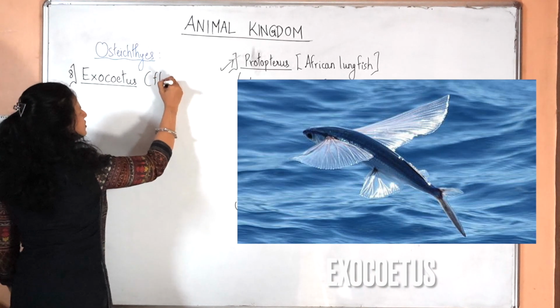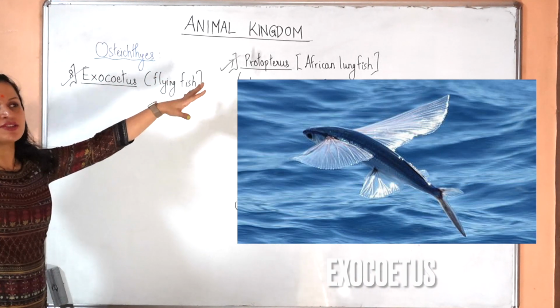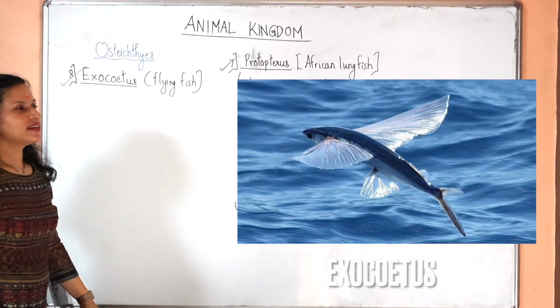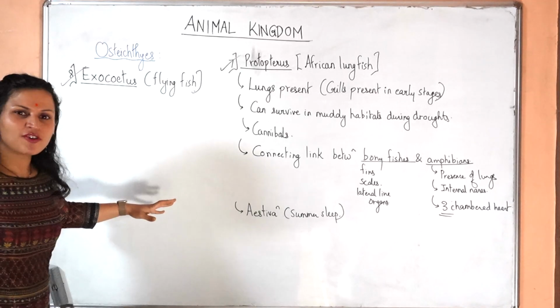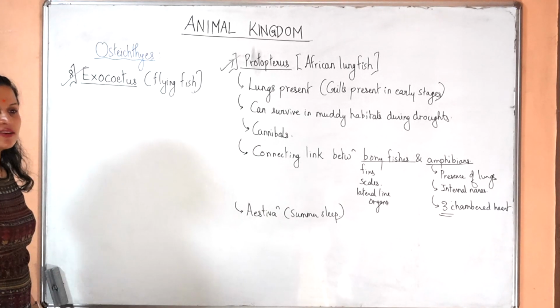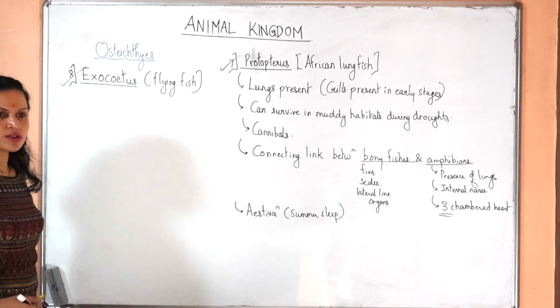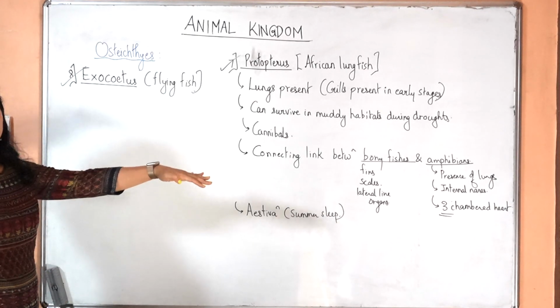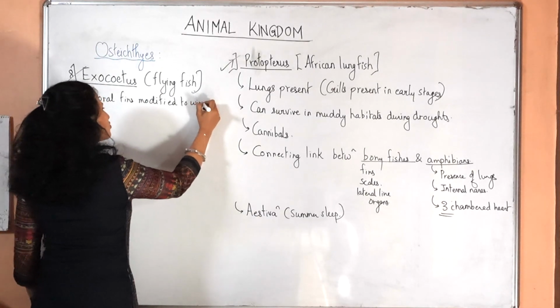Next example, Exocoetus, the flying fish. It is an important example. Its pectoral fins are modified into large wing-like structures and it is known to leap out of water and fly like a bird for considerable duration before it comes back into water again. Air provides very less resistance compared to water, so it is able to cover greater speeds in less time. Pectoral fins are modified into wing-like structures.